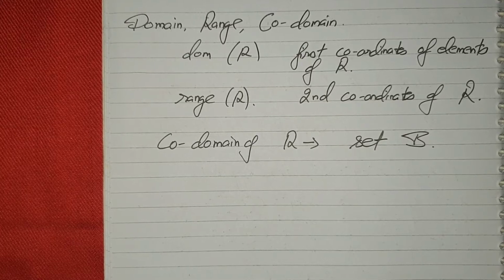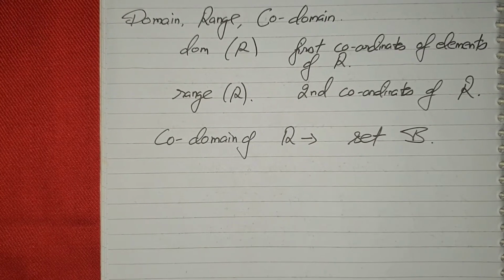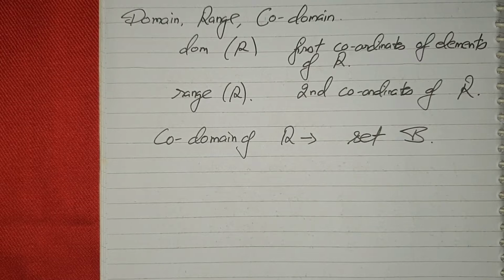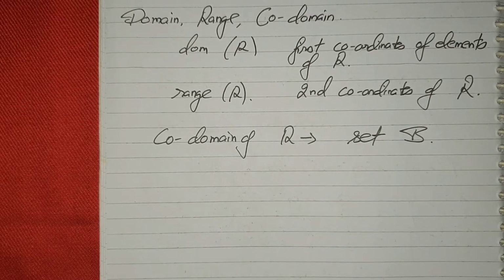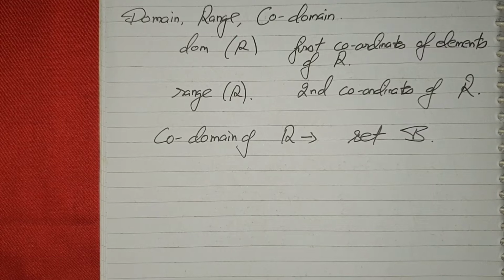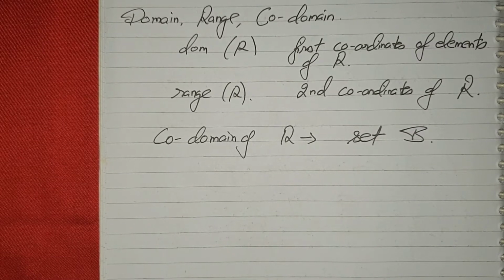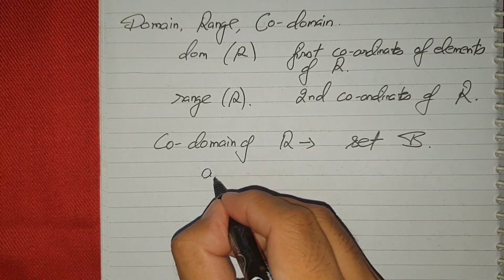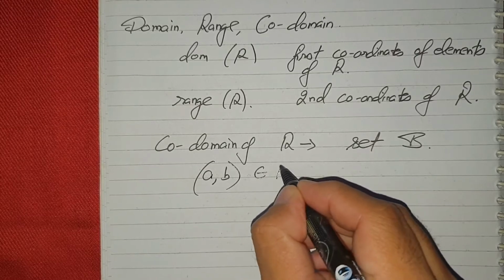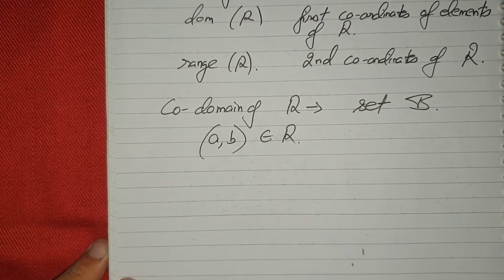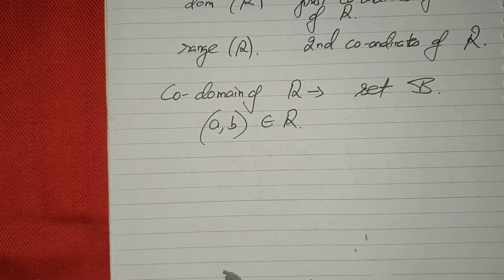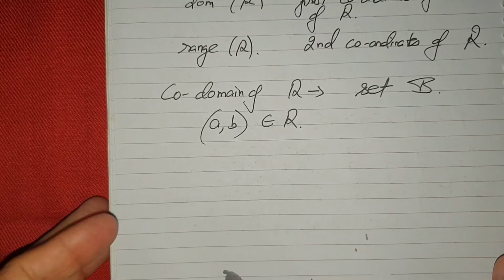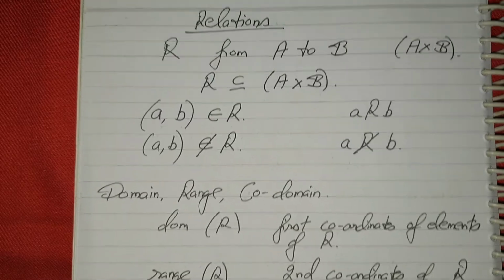Now there is also an arrow diagram. In an arrow diagram, let R be a relation from A to B. Then we draw two bounded figures to denote A and B. We put dots to represent the elements of A and B, and for each (A, B) belonging to R, we draw an arrow from A to B. Okay, so let's take an example to understand it better.